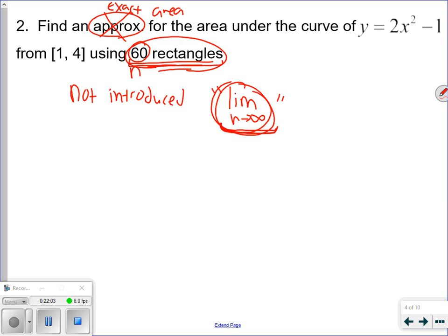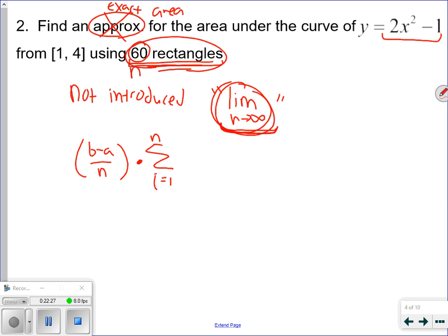All right, well, anyway, we're trying to find the exact area underneath the curve of 2x squared minus 1 between 1 and 4 using 60 rectangles. So it's still an approximation, but it's going to be pretty dang close. All right, remember the formula. b minus a over n is my length. And the heights of all these are the summations of i equals 1 to n.